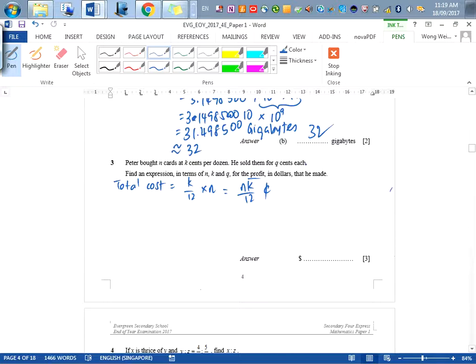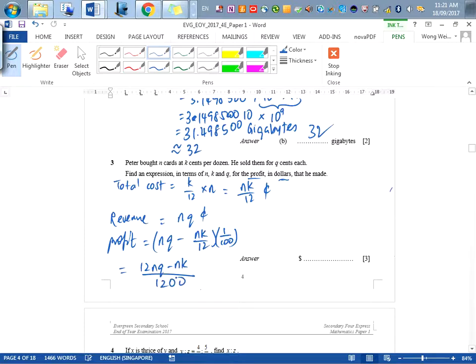Then he sold them for Q cents each. What is the term to call the total amount of money he got? No? Revenue. Okay, so revenue, whatever he got, is equals to NQ cents. Revenue is the total amount of money you get from selling all your things. It includes your profit. It includes the amount that the cost price. So profit is equals to revenue minus total cost. So NQ minus NK over 12. Now this is in cents. Then I want it in dollars, so I will need to divide by 100. Simplify it. I will get 12 NQ minus NK over 1200. That's all.